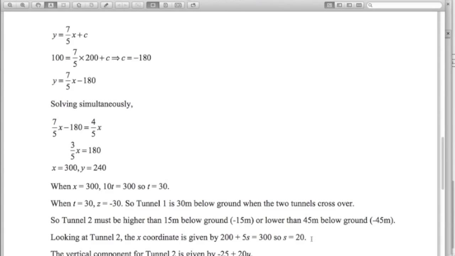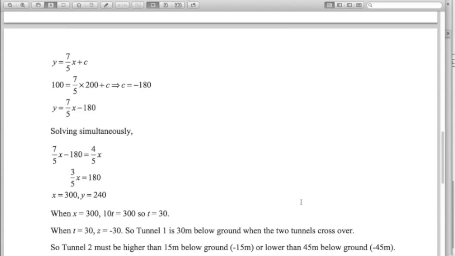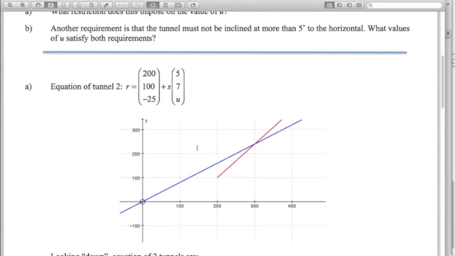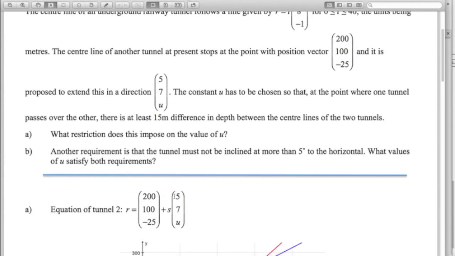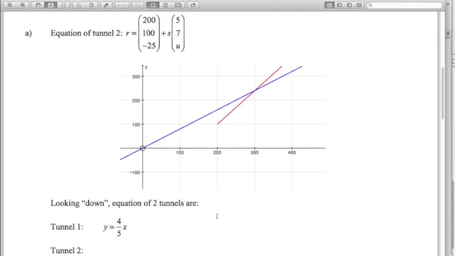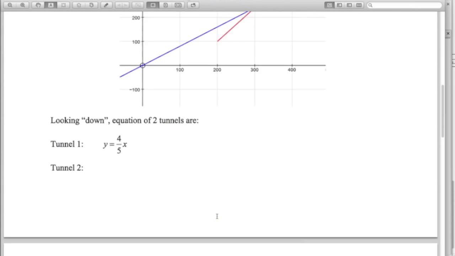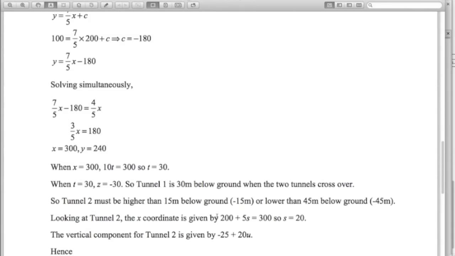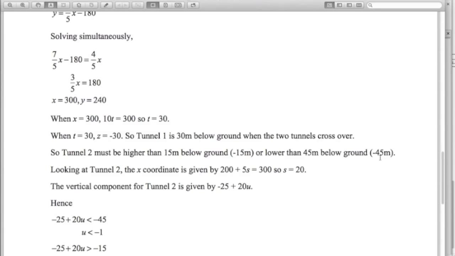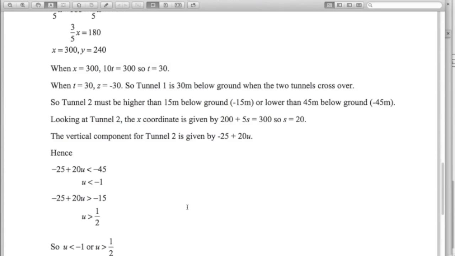Okay. So the vertical component for tunnel 2, if we go back up to the equation, is then negative 25 plus 20u. Okay, we've found S is 20. Negative 5 plus 25 plus 20u. We want that vertical component for the second tunnel to be less than negative 45 or greater than negative 15. So then we just solve those two inequalities.